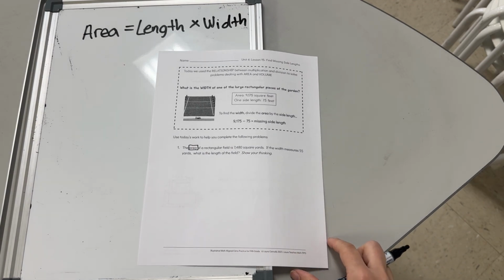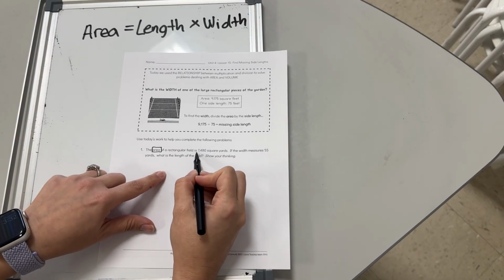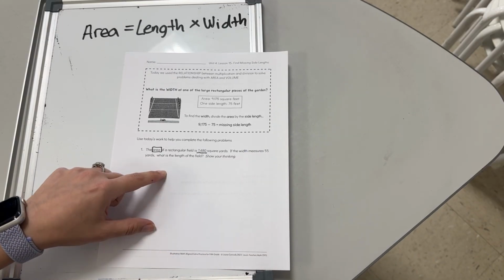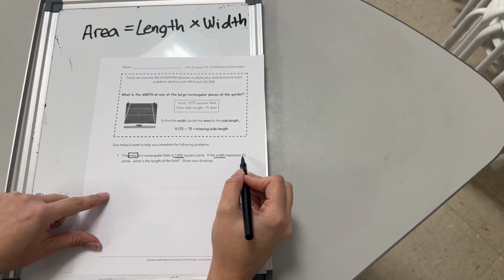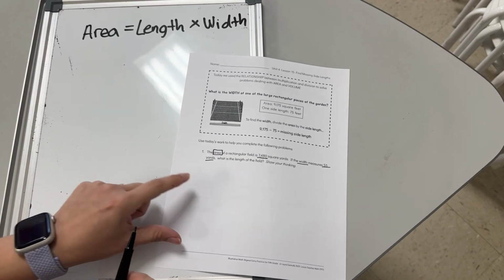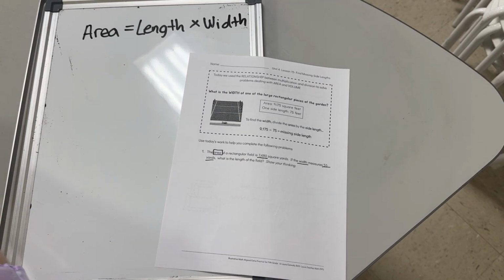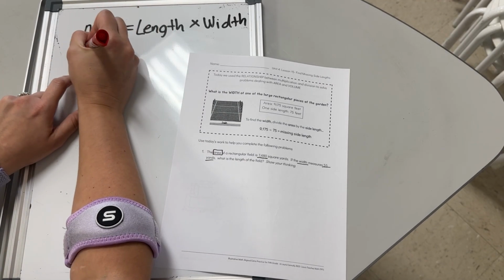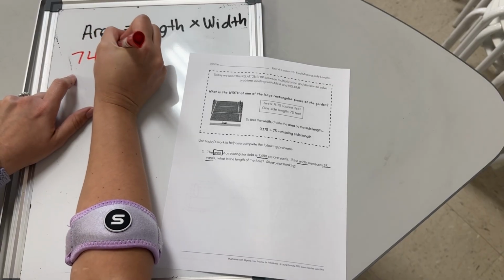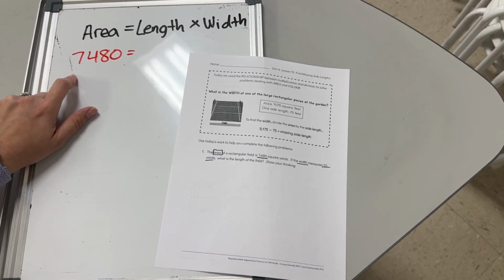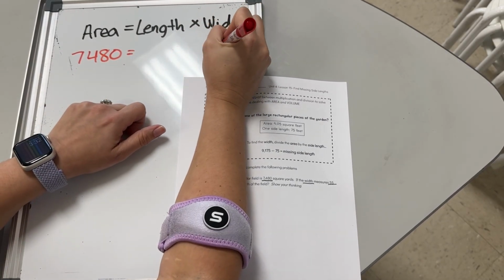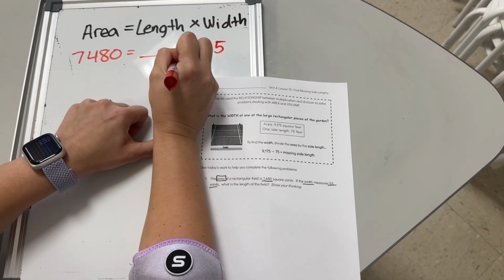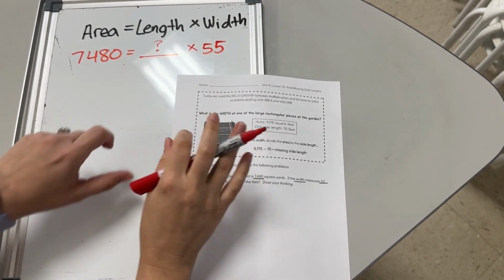So then when I'm looking at it, I also see a number here. I know that the area is 7,480 square yards. I also know that the width is 55 yards. I need to know what is the length. So if I were to set this up, I know that the area is 7,480 square yards, and I know that the width over here is 55. So what I'm missing is the length. That's what I'm trying to figure out.